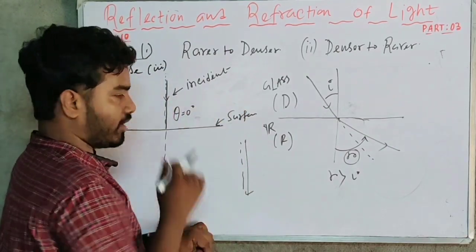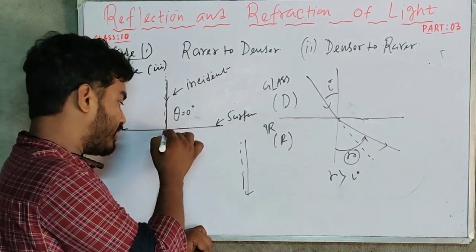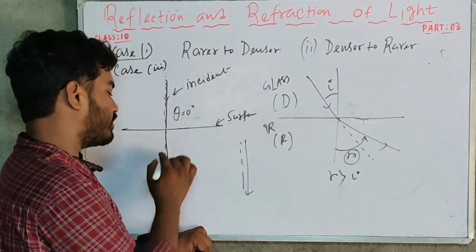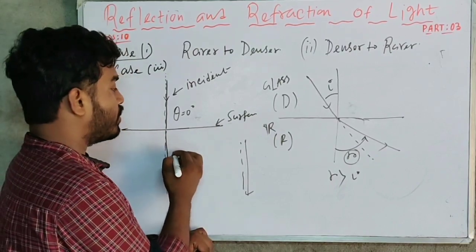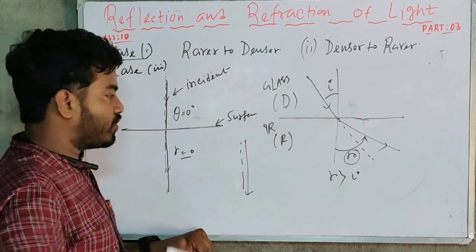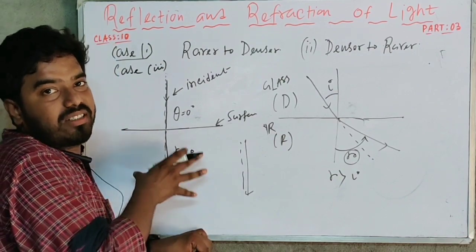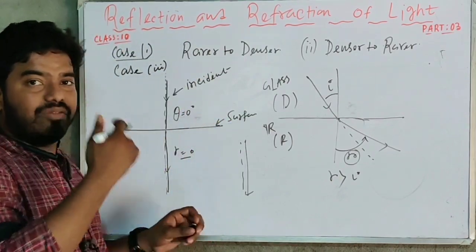So this is theta equal to 0, and in this case the refracted ray will be like this, that is, it will pass through this normal, and here also the angle of refraction R is 0. So there is no bending phenomenon of light. This is a special case. Clear?